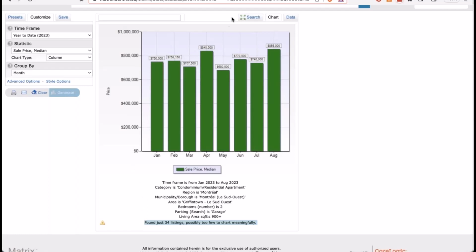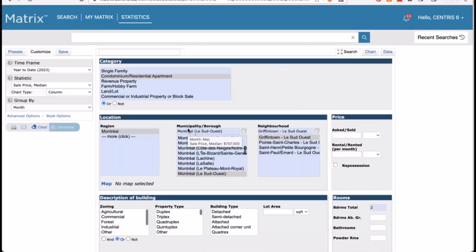You don't want to be too strict with your graphs, with your search criteria, so that A, you have enough results and that you can properly interpret them. So have a look at the questions here.